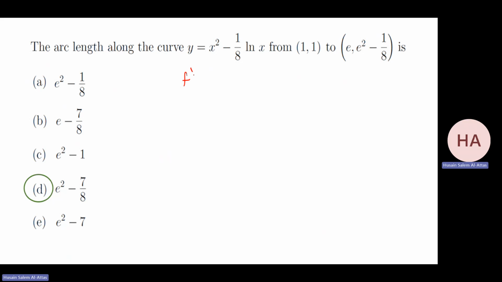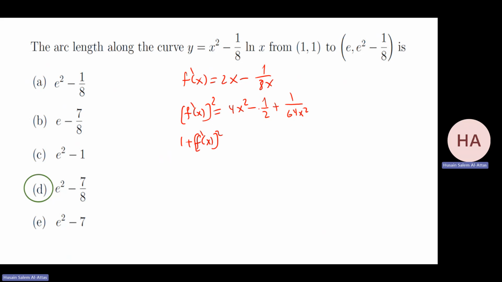I have f prime of x is 2x minus 1 over 8x. F prime square, here is the catch. I have 4x square minus 4 times half, that will be half, plus 1 over 64x square. 1 plus this, the minus half will become plus half. And that makes this a complete square, which is 2x plus 1 over 8x all squared.